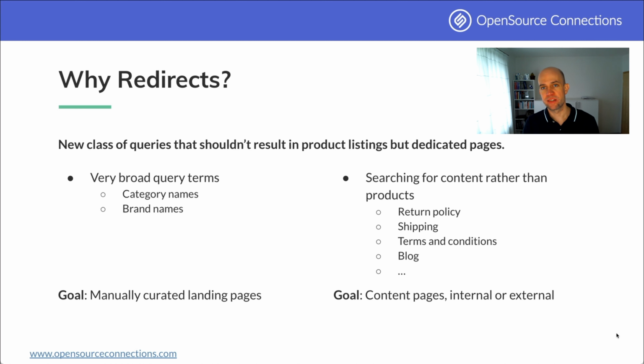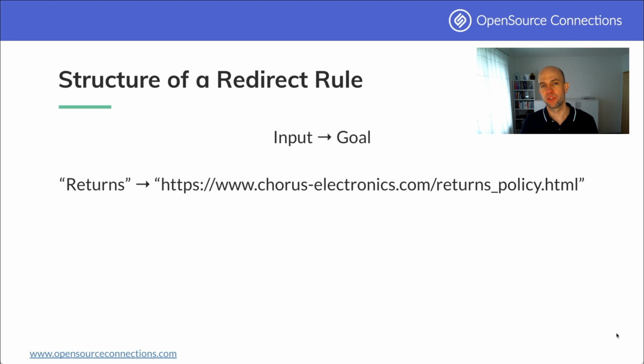When looking at these examples and also the goals, the structure of a redirect rule is implicitly already given. We already have an input that we want to match, and then we have a goal where we want this query to be directed to. So one example can be searching for returns and then landing on the page for the returns policy with, in this case, a full URL.